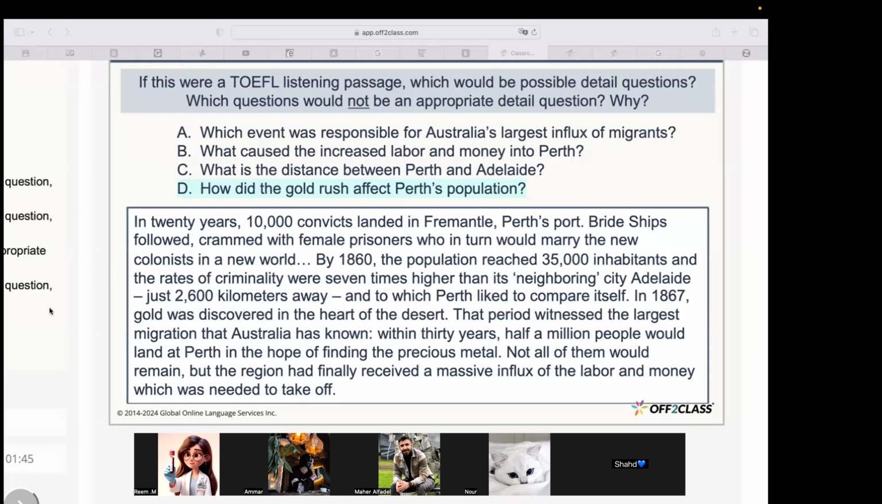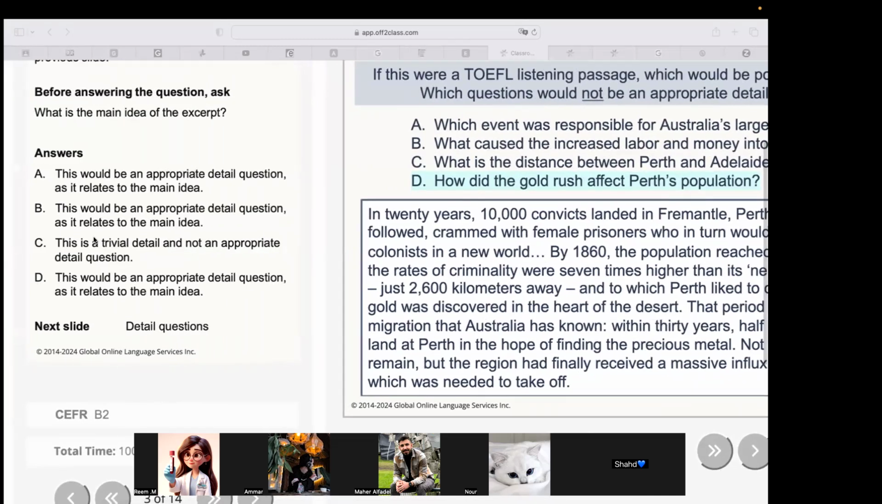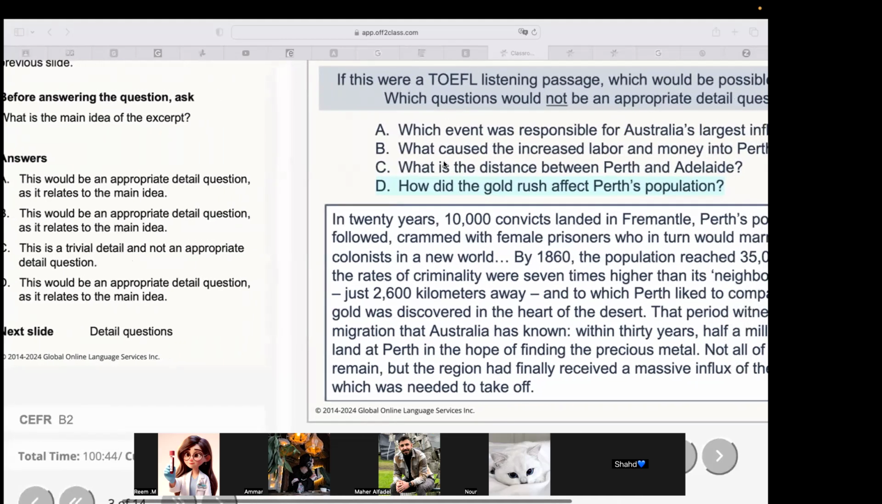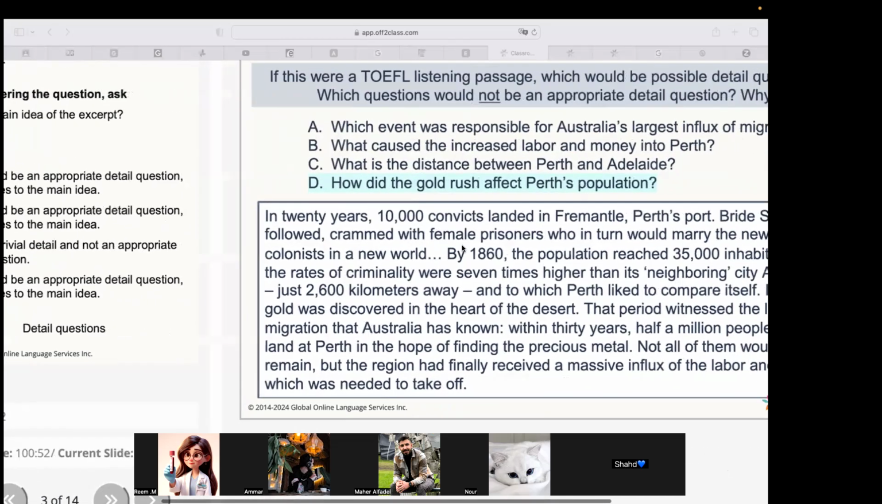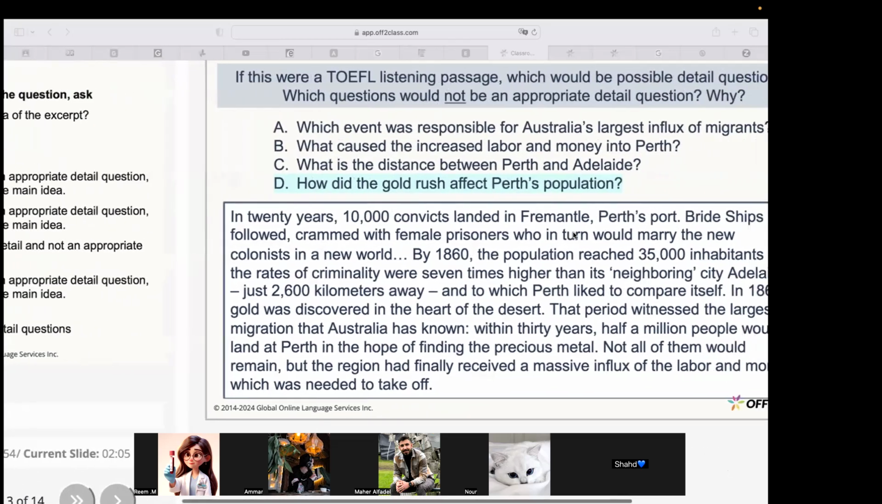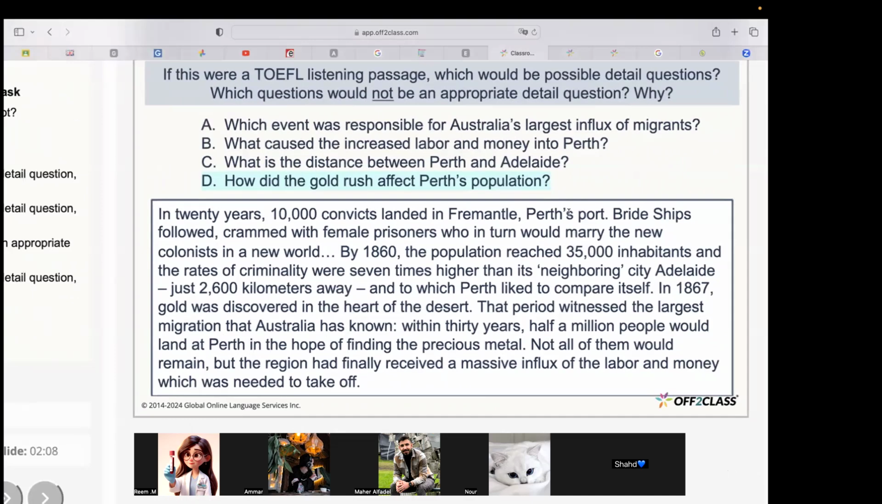So A, it is an appropriate detailed question. It relates to the main idea. B, it is an appropriate detailed question because it talks about the main idea. C is not an appropriate detailed question. Correct, you guys. And D, it would be a detailed question because it talks about the main idea as well. So you guys did a wonderful job. Let's continue.